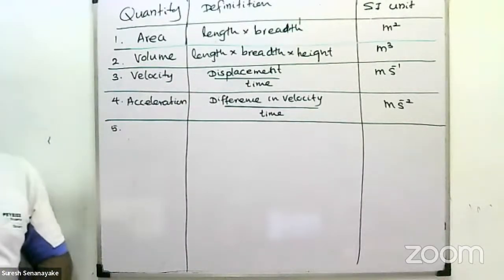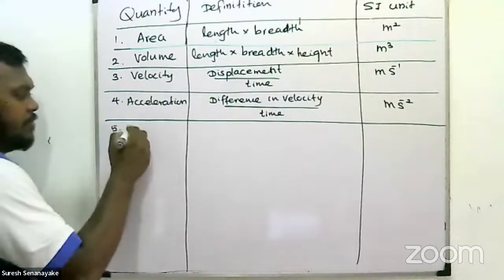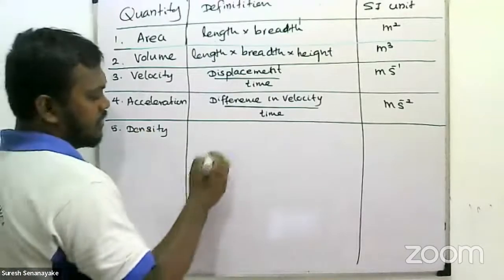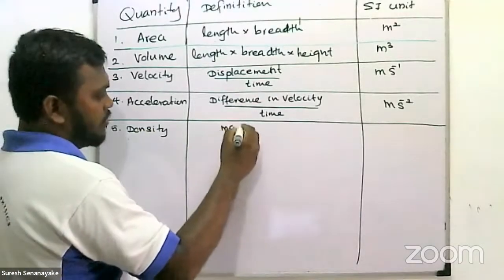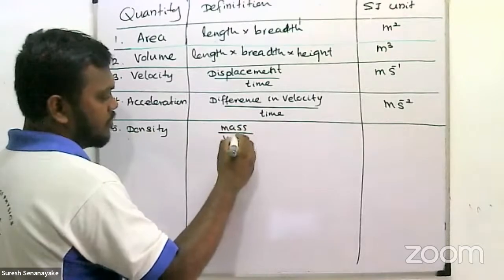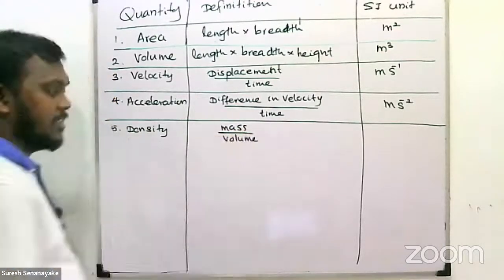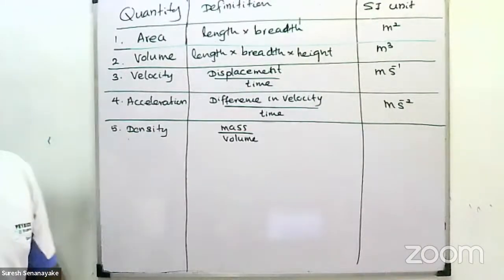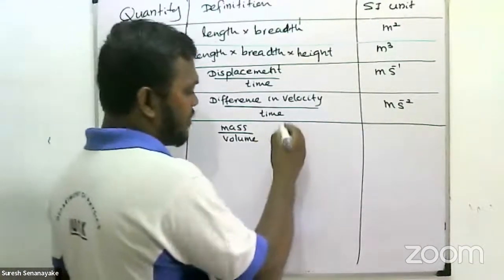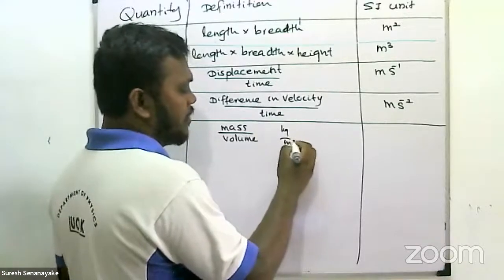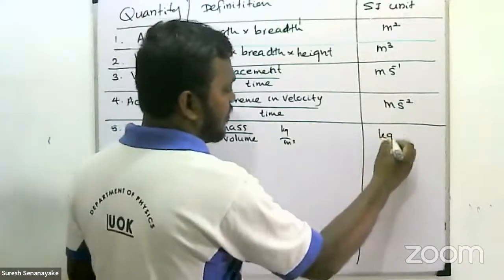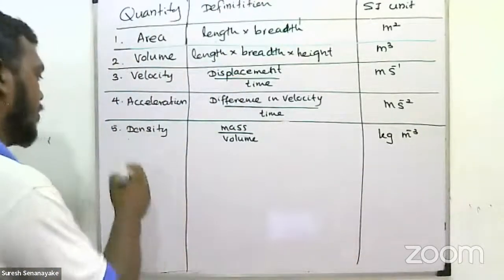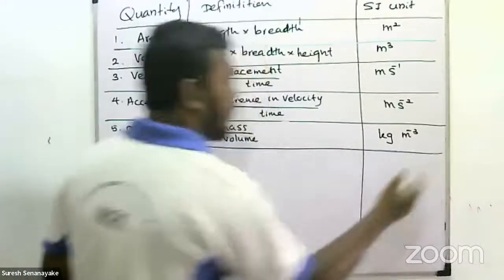Fifth one, the density. Density is measured as mass divided by the volume. Mass is measured in kilogram and the volume is measured in cubic meter. So kilogram divided by m cube, that's kg divided by m cube. So it comes up as kilograms per cubic meter. That is the density.